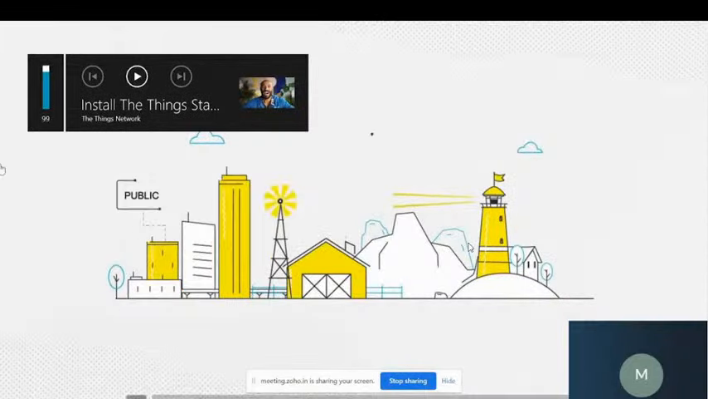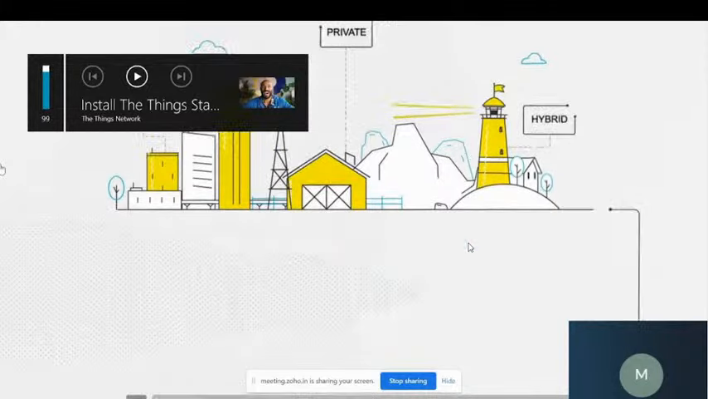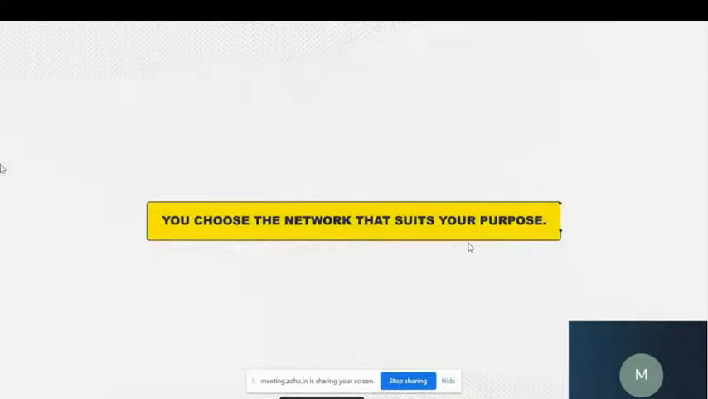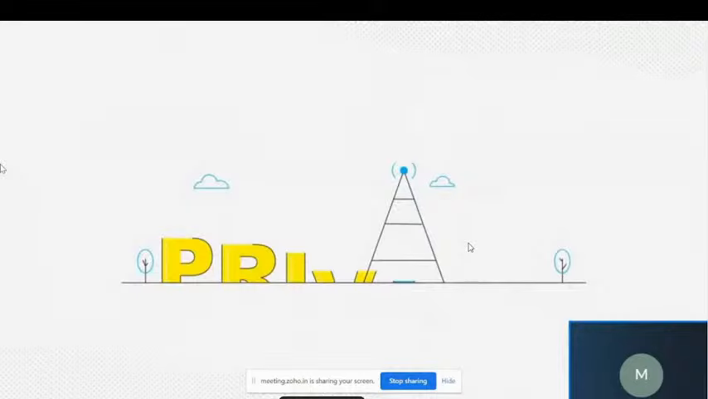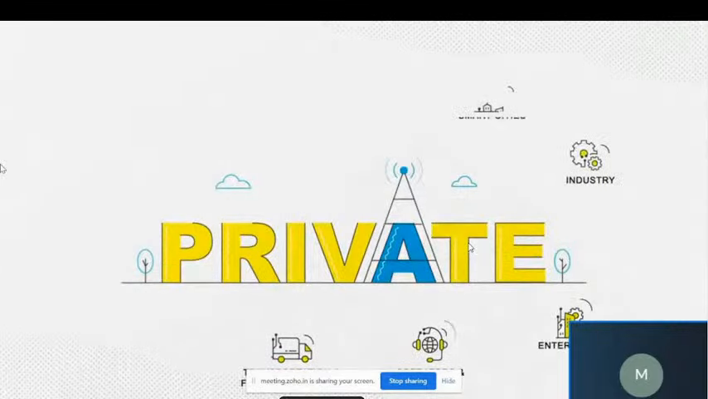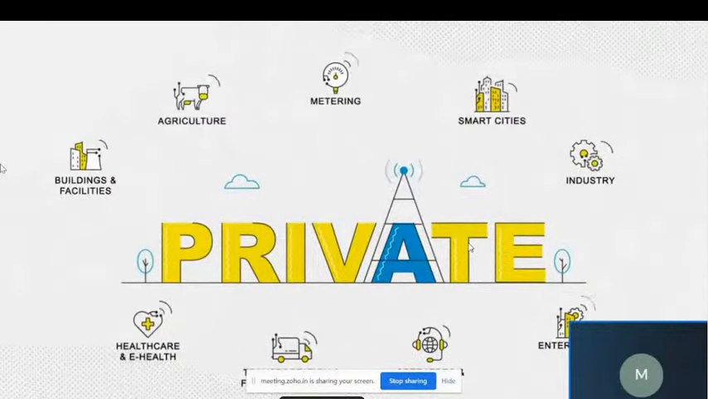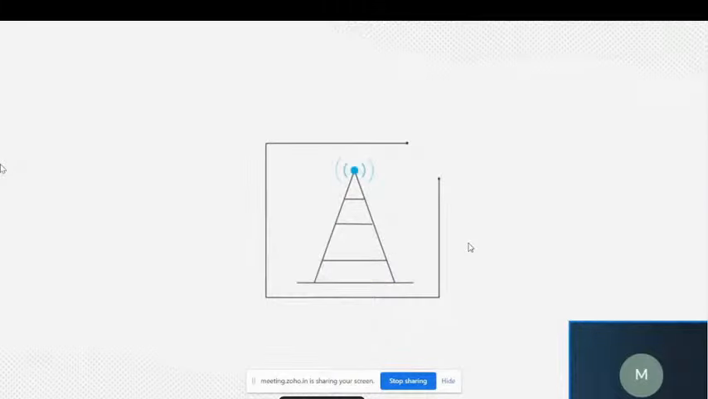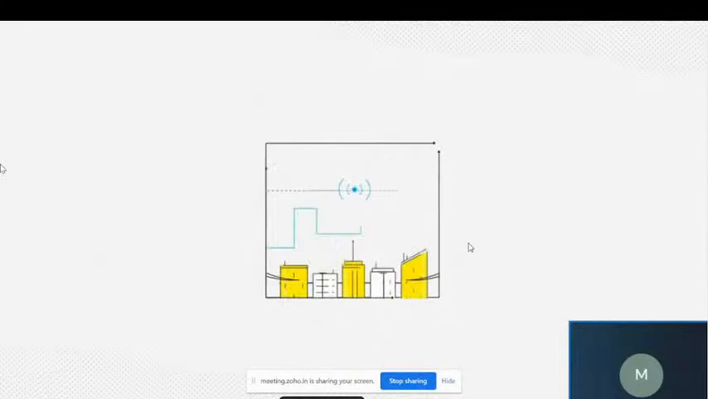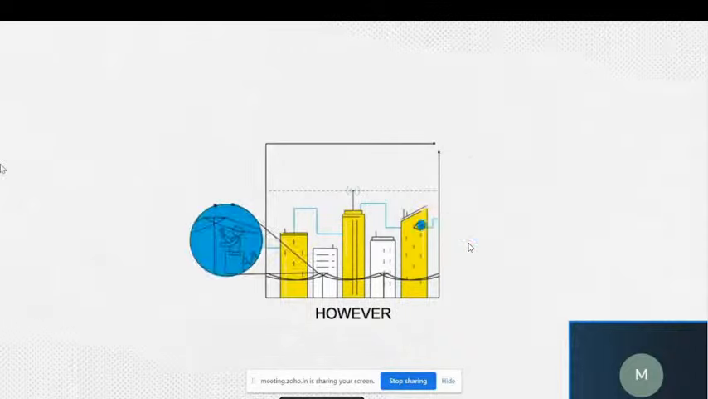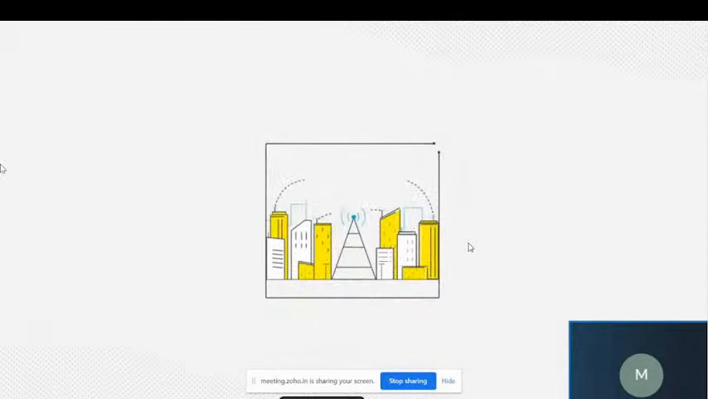Public, private, and hybrid networks. You choose the network that suits your purpose. Private networks are ideal for large IoT use cases and remote locations. Implement them where you want them, when you want them. Deploy and manage them yourself or hire a third party. You control the network traffic.